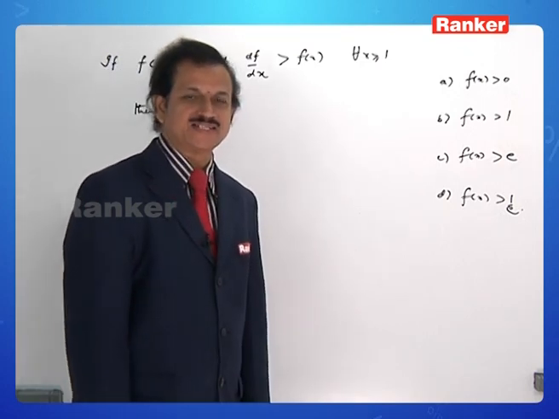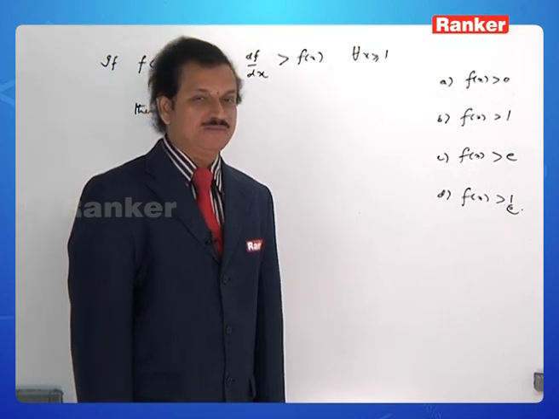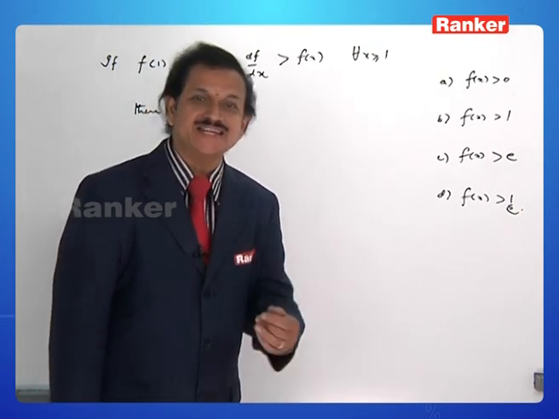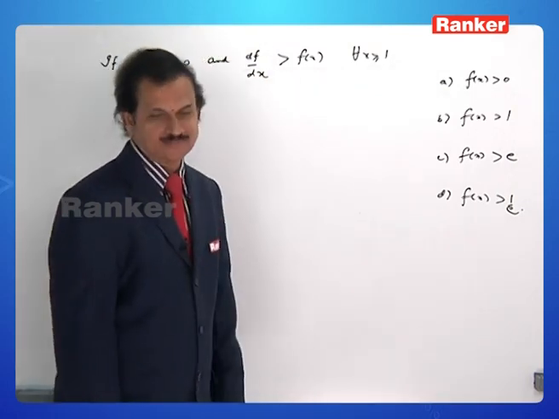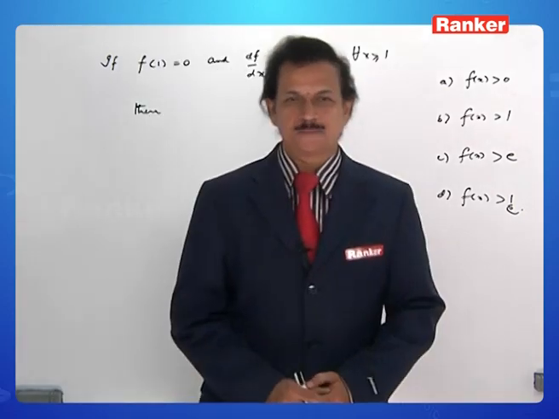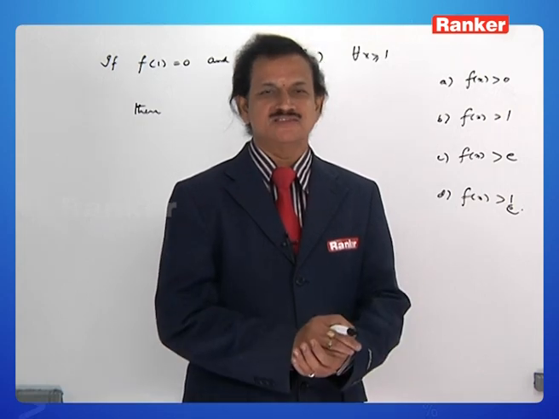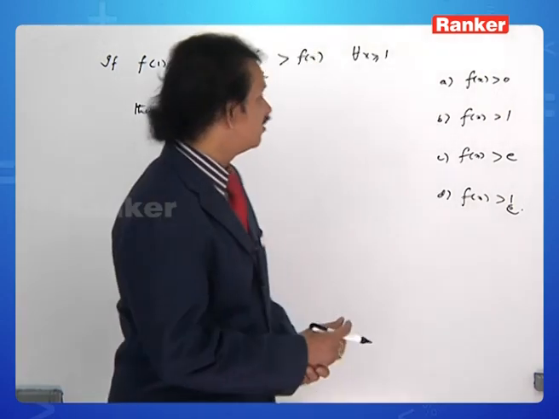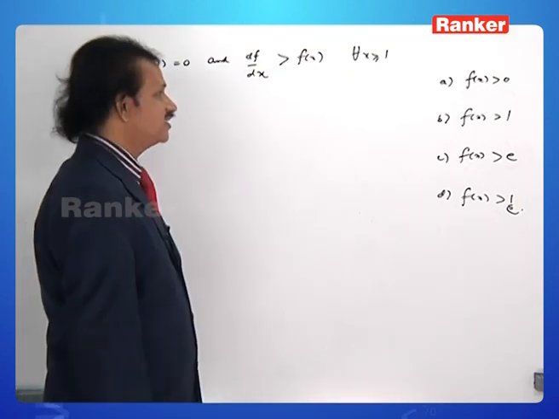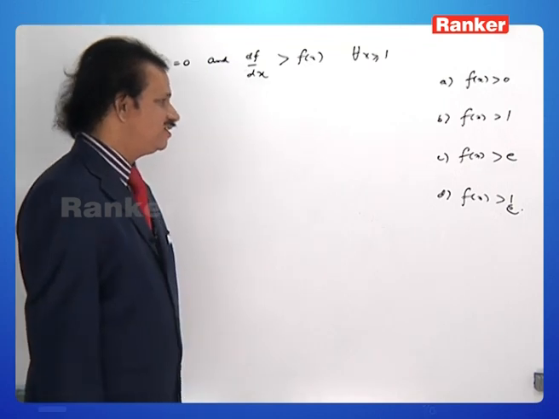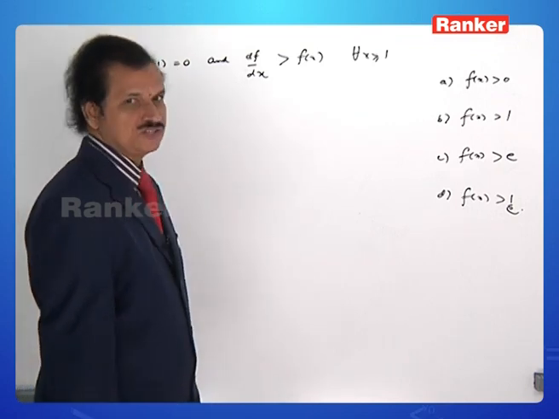So far we could have seen linear differential equations. In this problem, linear differential inequality is there. You observe df by dx is greater than f of x he has given. How to tackle with that? How to have the solution? I have written the 4 options also. He has just asked the nature of f of x. Is it greater than 0? Is it greater than 1? Greater than e? Or greater than 1 by e? Which is more specific. We want to decide.